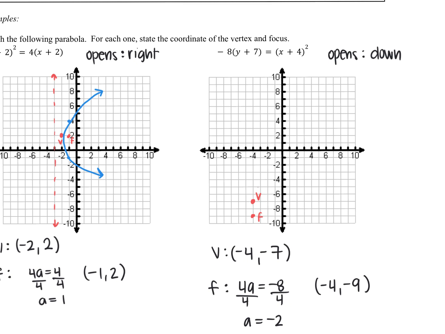And then my directrix this time is going to be a horizontal line. And then for my latus rectum, the absolute value of 4a is going to be 8. So I'm going to go to the left 4 and the right 4 this time. And that gives me my parabola.